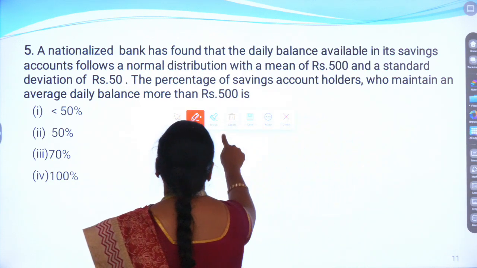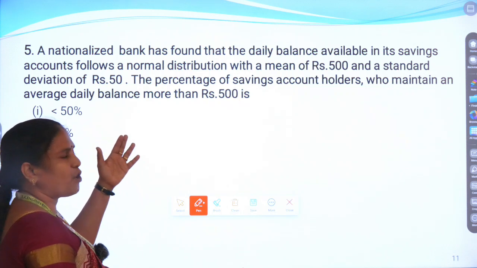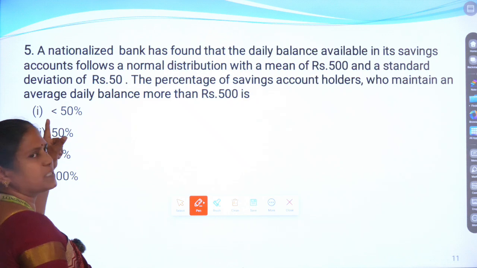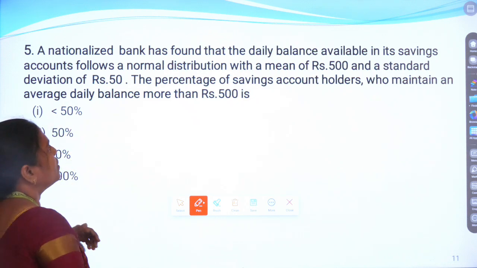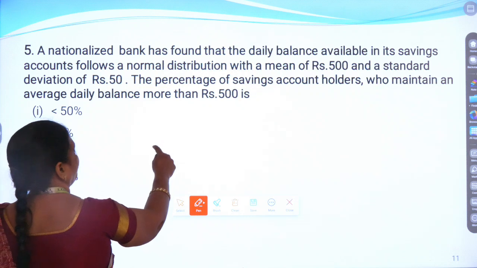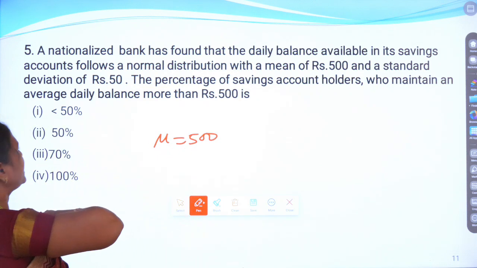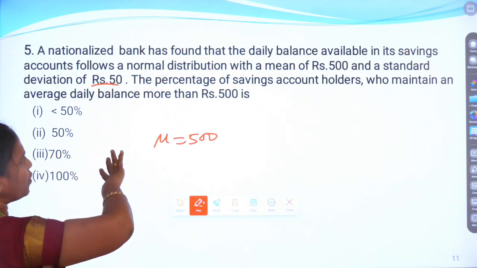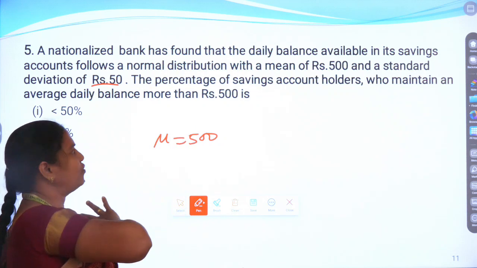So in this problem, what is given is: a bank has found that the daily balance available in its savings accounts follows a normal distribution with a mean of rupees 500. The mean value is given as 500 and the standard deviation is given as 50. We are not going to solve this just by using the normal curve diagram. We are going to write the values for this.